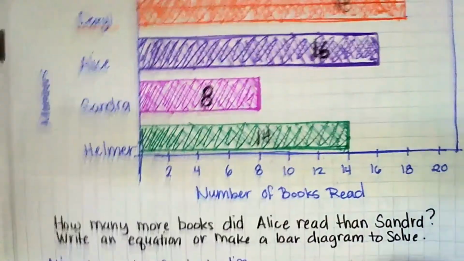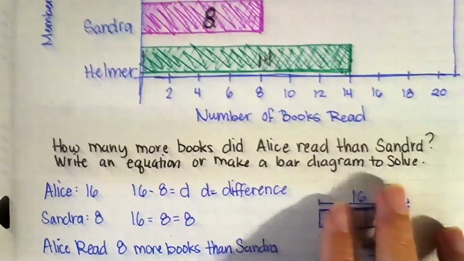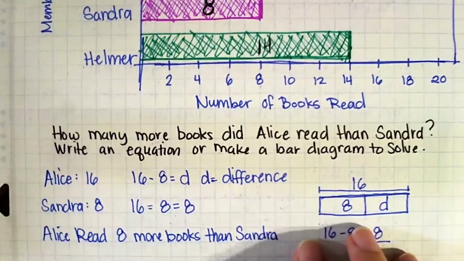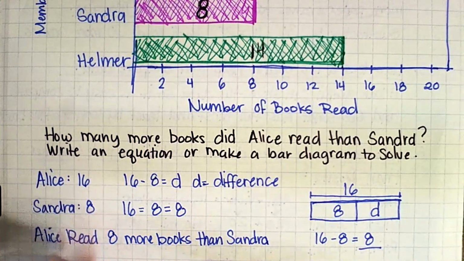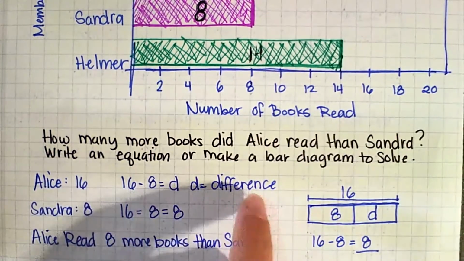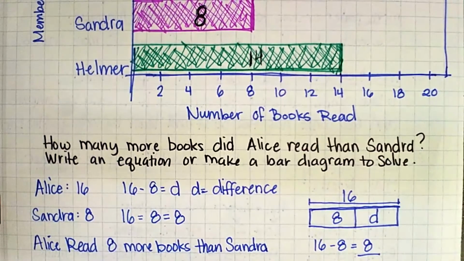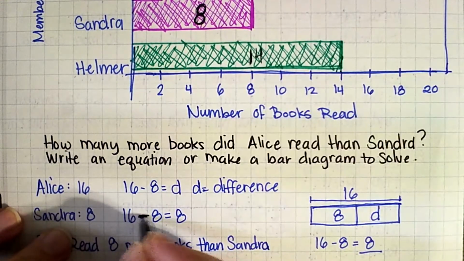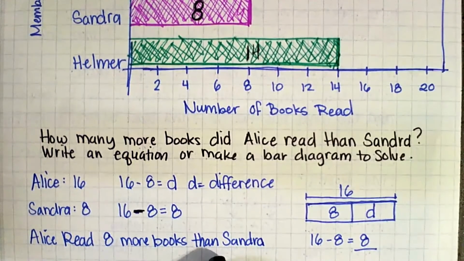So my question says, write an equation or make a bar diagram to solve. So I'm going to do both to show you guys how to do it. So I wrote down over here what information I had. Alice read 16 and Sandra read 8. So I know 16 minus 8 is going to give me D, the difference between the number of books that they read. So 16 minus 8 equals 8. So I can find out right away that Alice read 8 more books than Sandra.